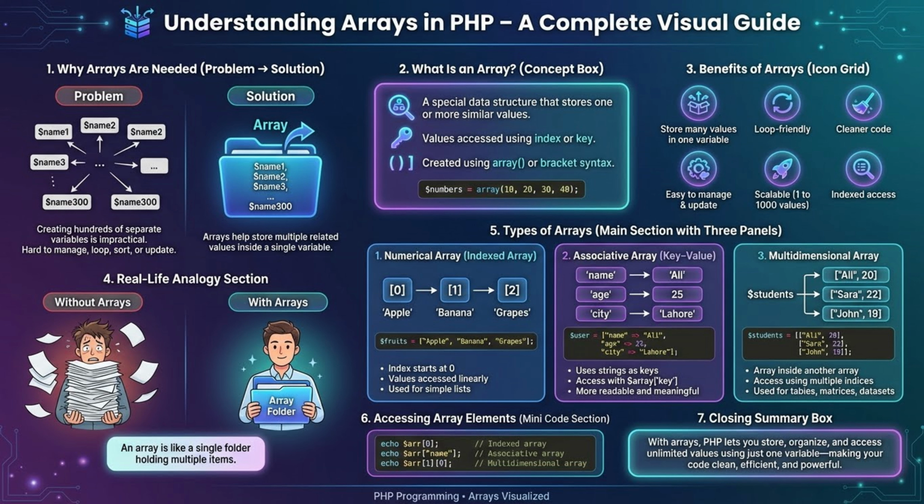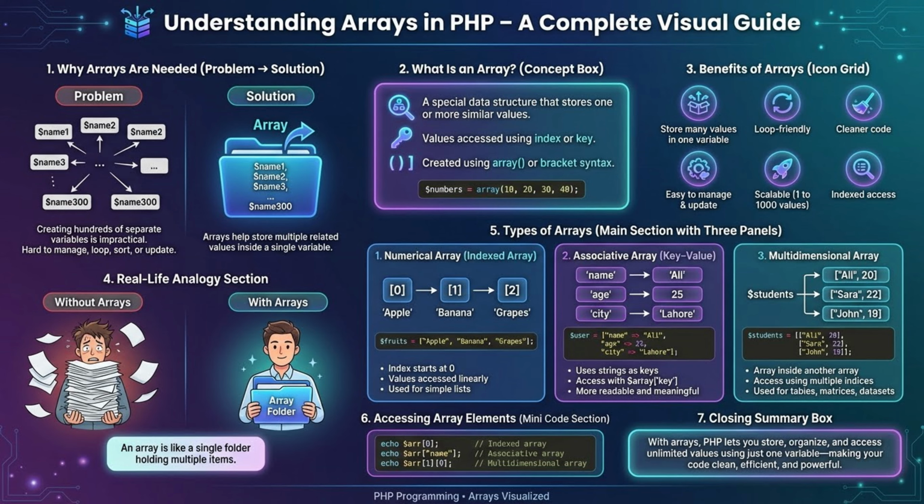Arrays work perfectly with loops, which means you can effortlessly display, search, or modify large collections of data. They are scalable, capable of holding a few values or even thousands, and they support indexed access, giving you precise control over the data stored in them. A real-life analogy in the next section makes the concept even clearer.